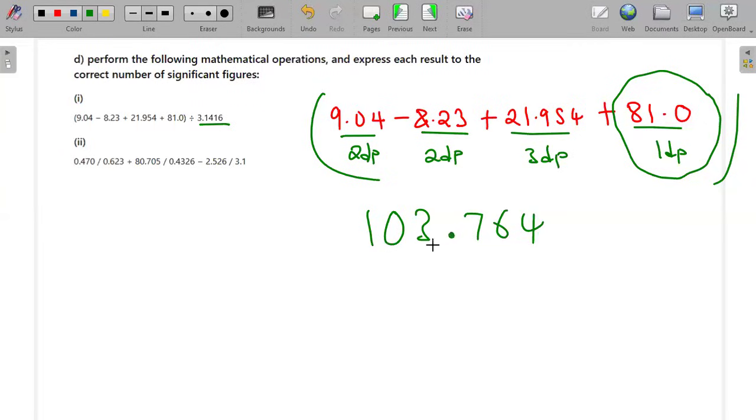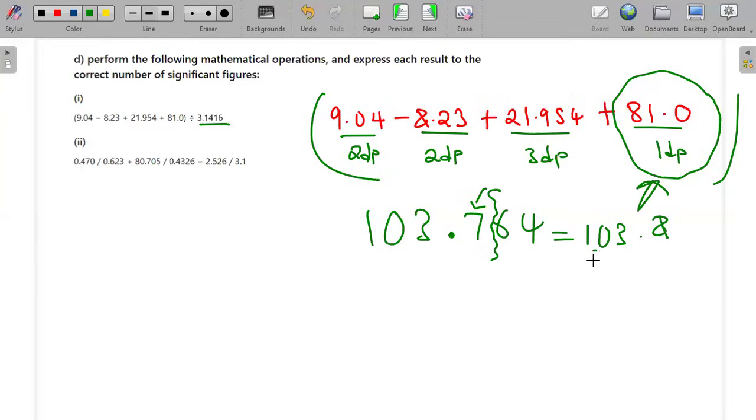So this one is going to give me 103.764. So now remember we said the answer after adding or subtracting should have the same number of decimal places as the number that had the least. So this one had one decimal place. So I have to round this off to one decimal place. So I'll round it off from here. So this 6 is greater than 5. So we add a 1 to this 7. So the final answer here will just be what?